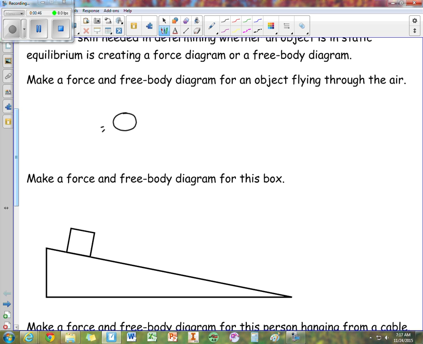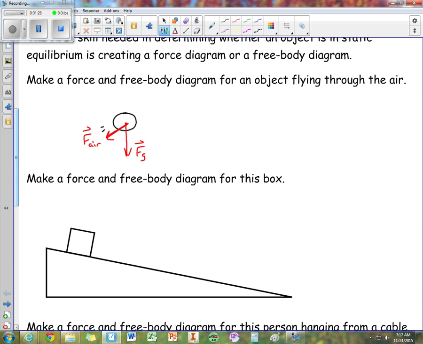So here's our object and it's flying through the air. Well, some force is acting on it. We know that there's going to be gravity between the center of mass of the ball and the center of mass of the earth. And there's also going to be some air resistance. Notice I did not draw any forces propelling the ball. Just because something's moving does not mean that there has to be a force causing it to move. So, with that said, that's our force diagram.